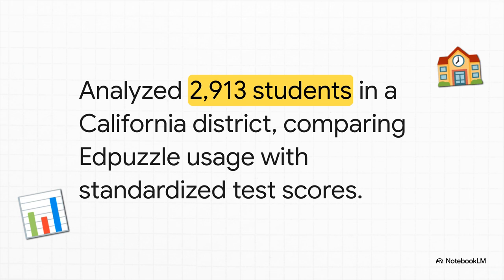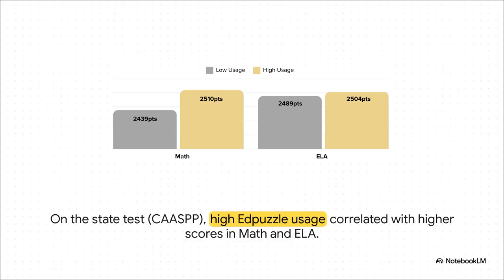And what they did was simple but powerful. They compared how much students used Edpuzzle with how they performed on their big state standardized tests. And the results? Wow, they were pretty striking. Students who are considered high usage, meaning they did a lot of Edpuzzle lessons, scored significantly higher on the state test than the students who didn't use it much. And this wasn't just in one subject. It held true for both math and English language arts.